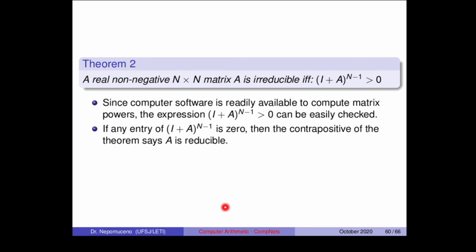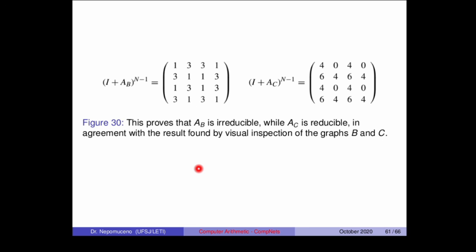A real non-negative n times n matrix A is irreducible if and only if the identity matrix plus A, elevated to n minus 1, is greater than 0. Since computer software is readily available to compute matrix powers, this expression can be easily checked. If any entry of I plus A to the n minus 1 is 0, then the contrapositive of the theorem says A is reducible.